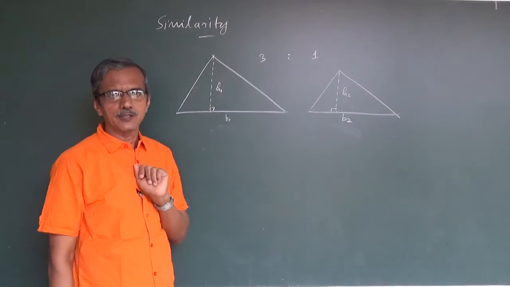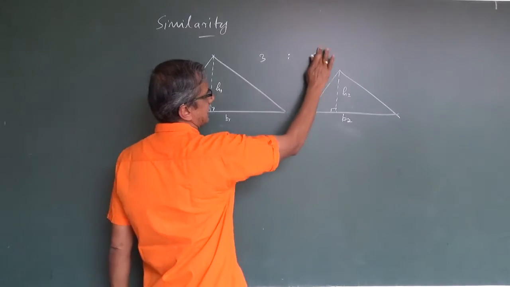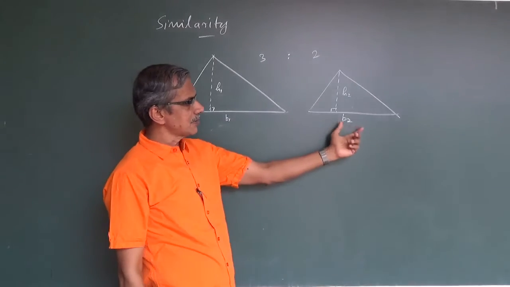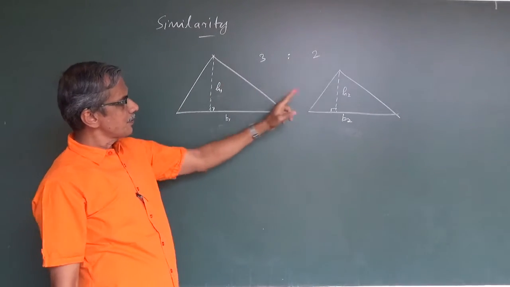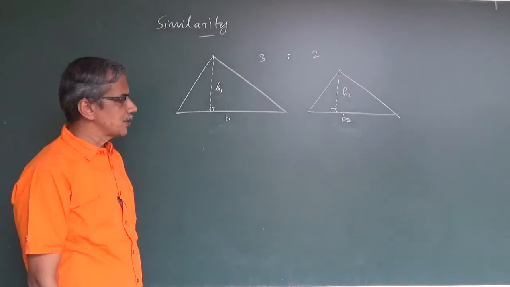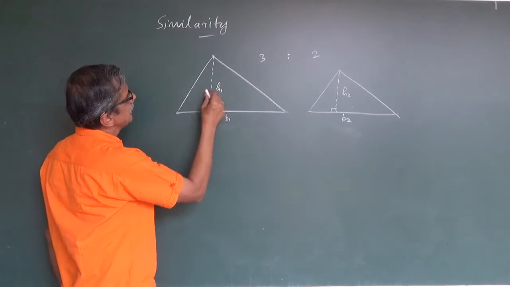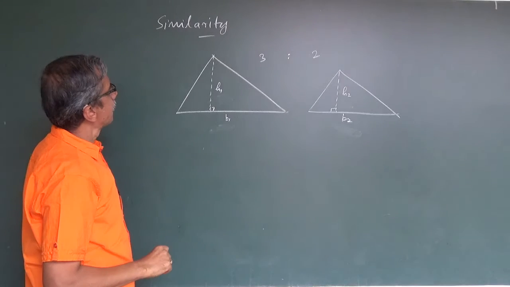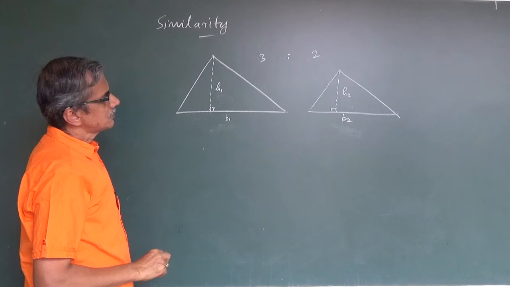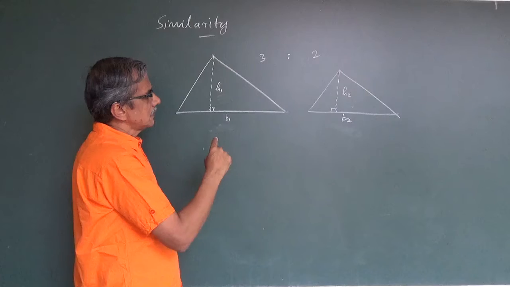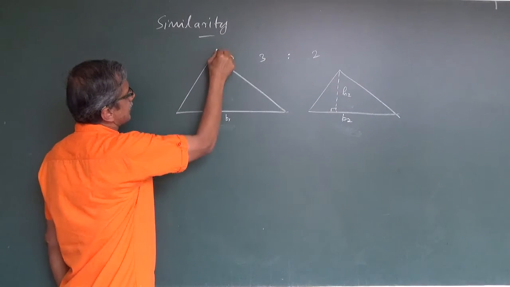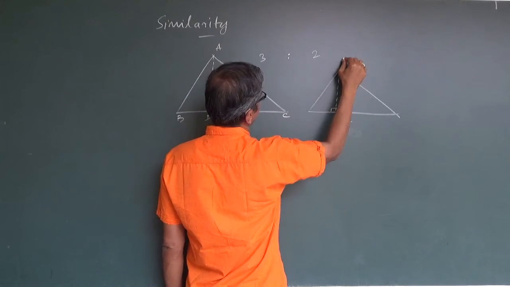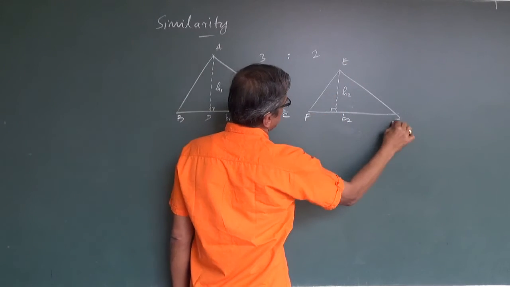which are in the ratio 3:2, let us say. That is, if this is 3x, this will be 2x. So now what will be the ratio of the altitudes? If you see, we can see the small triangles A, B, C, this is D, this is E, F, G and H.